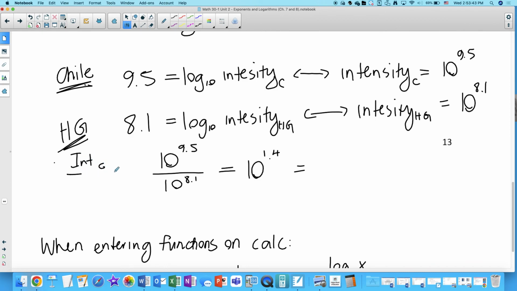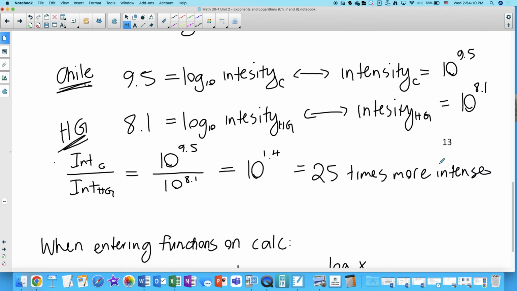Okay. That is, I don't know, it's going to be like 20 something. What is it? Yeah, 25 times more intense. Okay? It's a lot of damage that can happen in 25 times more intense. Okay, so I'm going to end there for today.